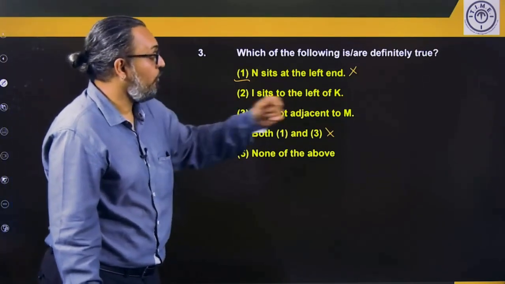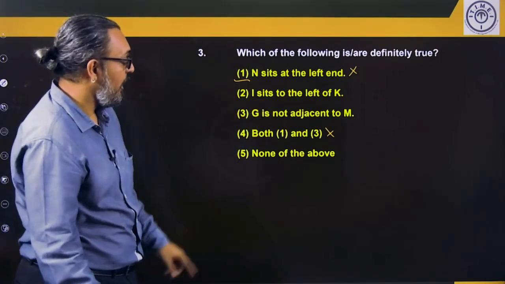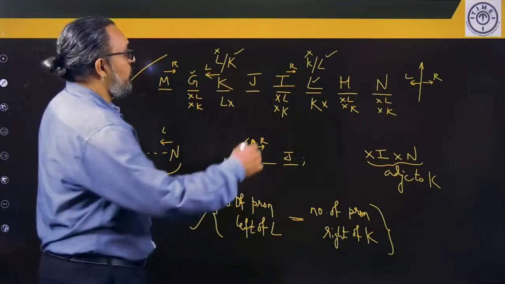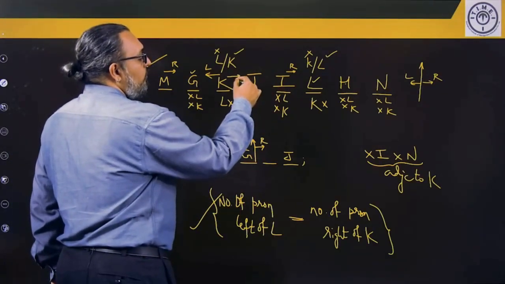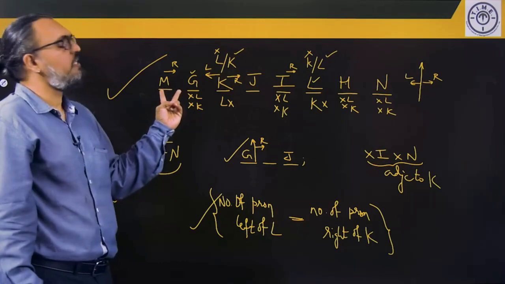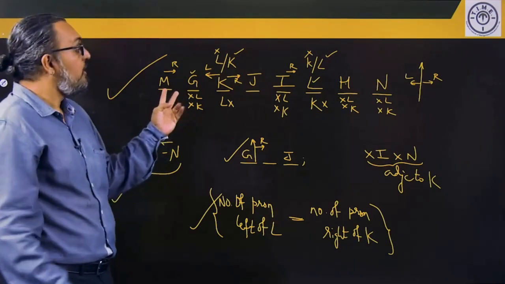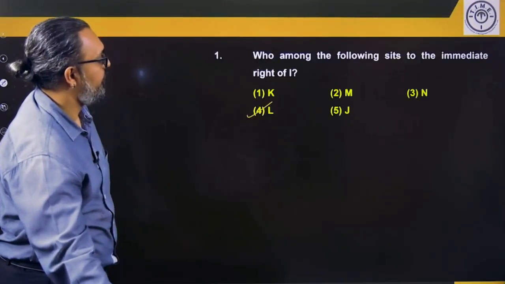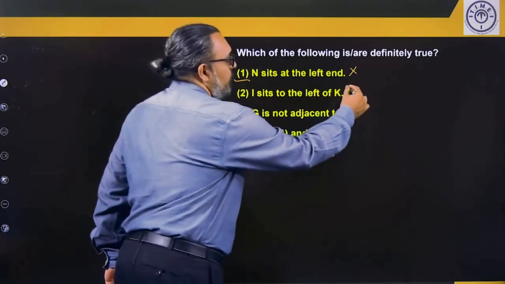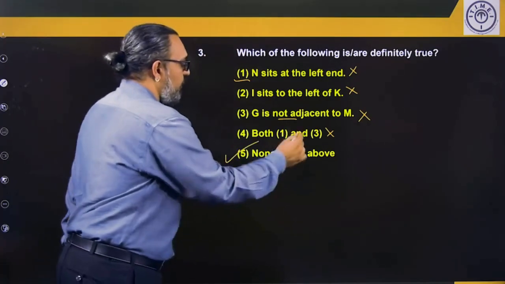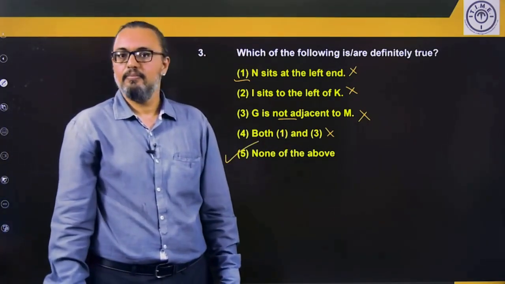Then, I sits to the left of K. So, let us look into that, and G is not adjacent to M. I is left of K, G not adjacent to M. So, is I to the left of K? No, I is to the right of K. And G not adjacent to M? No, G is adjacent to M. Do you see? So, I is on the right side of K and G is adjacent to M. So, this is not correct. It says not adjacent, which is also not correct. So, you will say none of the above as the answer. Okay.